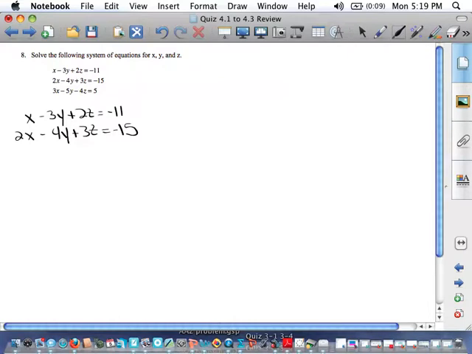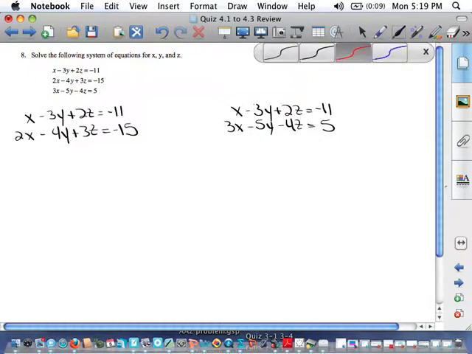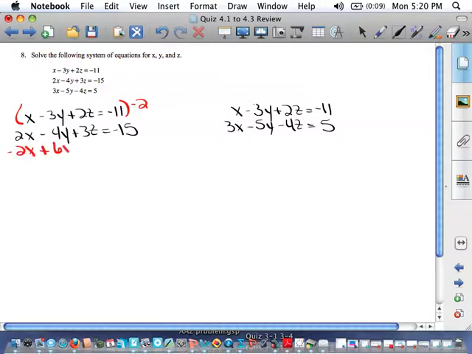The second combination I'm going to pick is the first equation, x minus 3y plus 2z equals negative 11, and then the third equation, 3x minus 5y minus 4z equals 5. So now I have two sets. In the first set, I'm going to multiply this first equation by negative 2. So when I do that, I will get negative 2x plus 6y minus 4z equals 22.